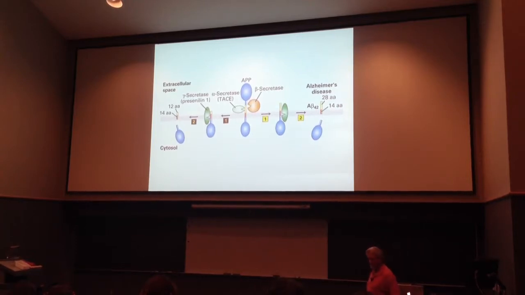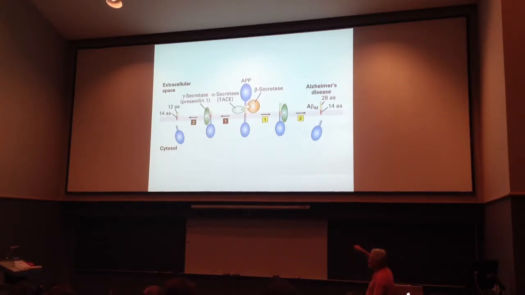So the processing is done by these enzymes called secretases. Here's the protein that's in the membrane here. Here's APP. And there are three enzymes that process it. One is called the gamma secretase. Here's the gamma secretase, and it's a rather unusual protease. What is it doing there that's sort of unusual? Anybody have an idea? Should we talk about proteases at all in biochem?